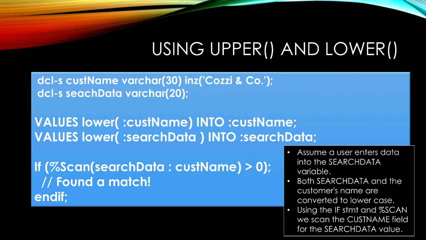Then in RPG, we simply do a %SCAN of searchData in customerName. If it's greater than 0, it found it. And so we can say, yeah, there was a match. Let's process the data. Otherwise, it didn't find it, and we just continue on our way as if we didn't find anything. That's all there is to it.